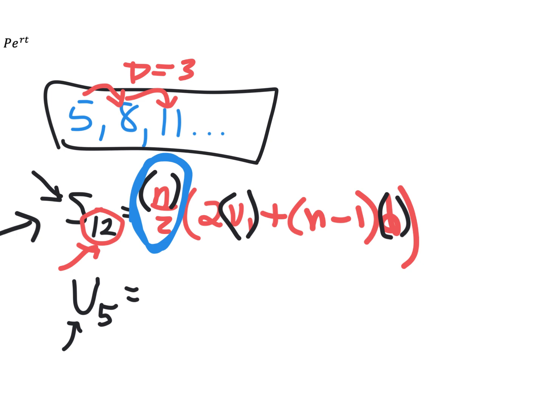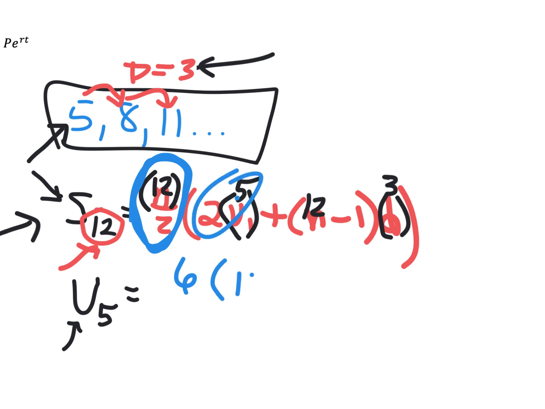So if N is 12, I'm putting a little 12 right above my N's. U1 is the first term, and that's 5. And the common difference there is 3. I told you in the blue circle, do that first, and that comes out to 6. 2 times 5 here, that's 10. I can do that in my head.